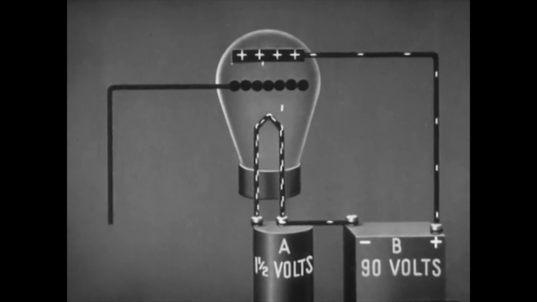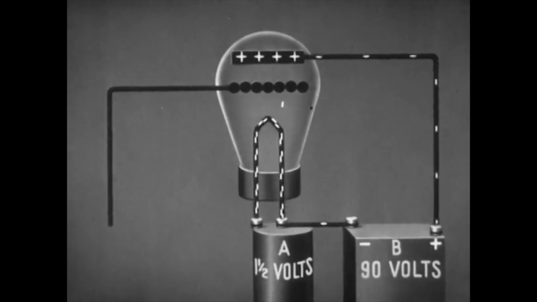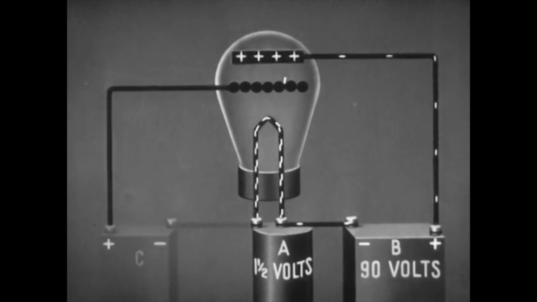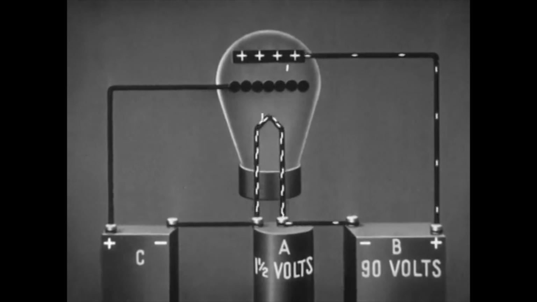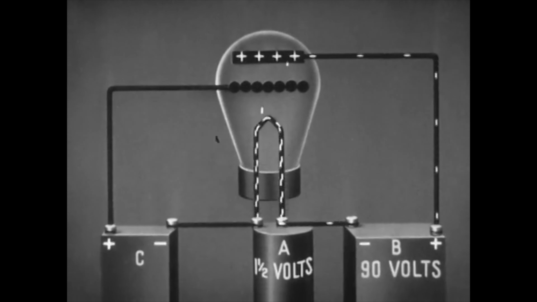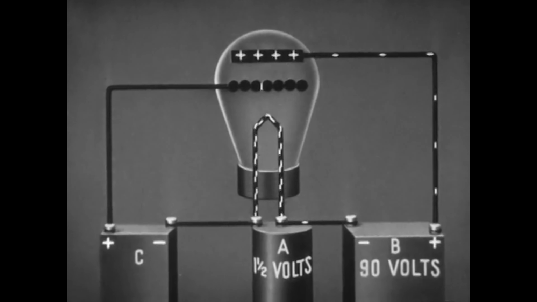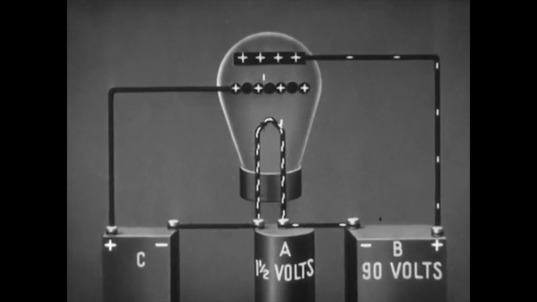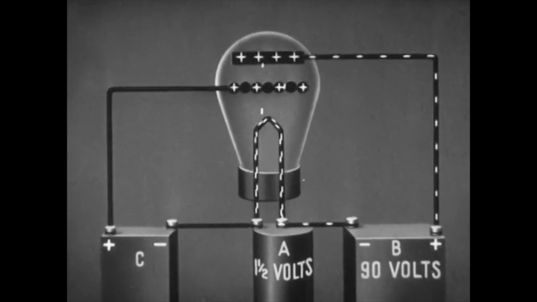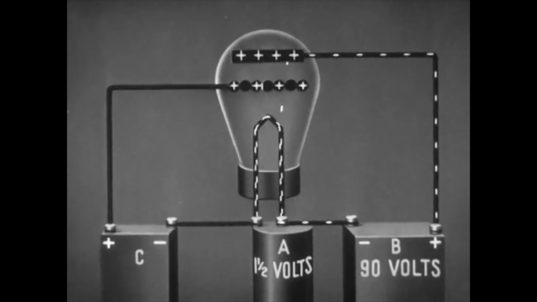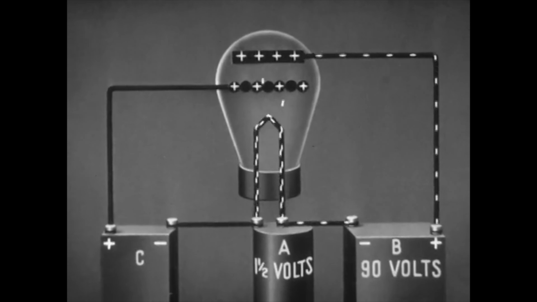A third element of wire mesh called the grid is inserted between the filament and the plate. Now let us connect a battery in the grid circuit so that the grid can be given a large positive charge. The pull of this positive charge is added to that of the plate and more current flows. Electrons moving from the filament to the plate pass through the spaces in the grid.